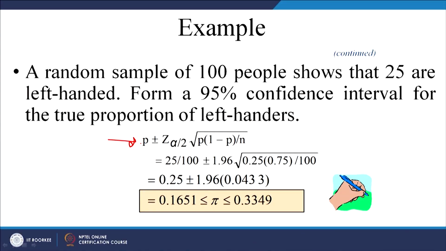If you put these values in this formula, the sample proportion is 0.25 plus minus Z alpha by 2, this Z value from the table, where p is 0.25, 1 minus p is 0.75 and n is 100. So, you are saying that the population proportion is between 0.1651 and 0.3349.